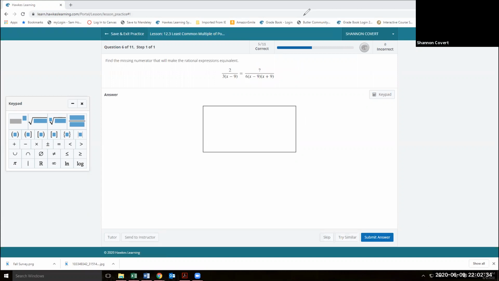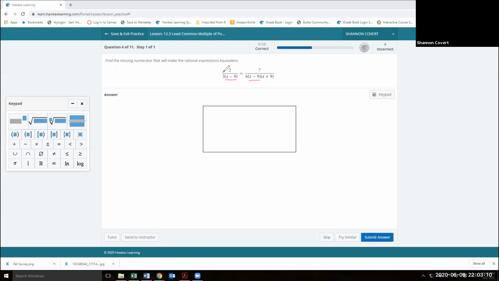Another one, similar to the last one. Find the missing numerator that will make the rational expressions equivalent. In this problem, I have 2 over 3 times the quantity x minus 9. I'll say that again, 2 over 3 times the quantity x minus 9, and that is equal to question mark over 6 times the quantity x minus 9 times the quantity x plus 9. So I'm going to identify what I have in common again, and I have an x minus 9 on the left and an x minus 9 on the right in my denominator.